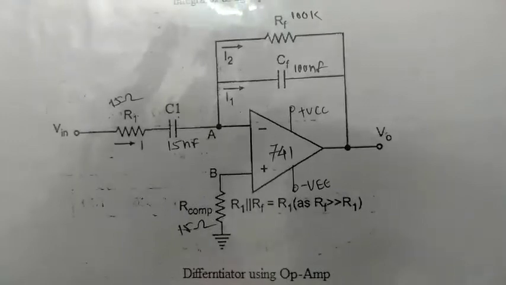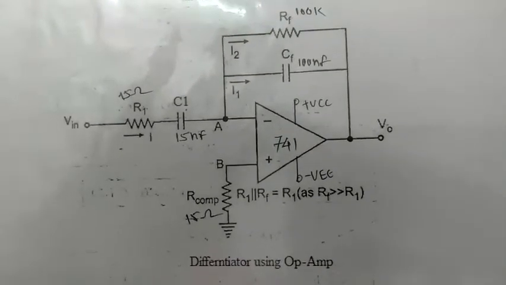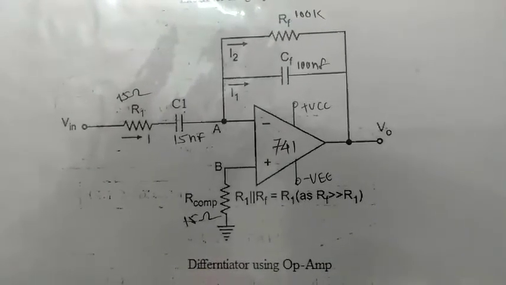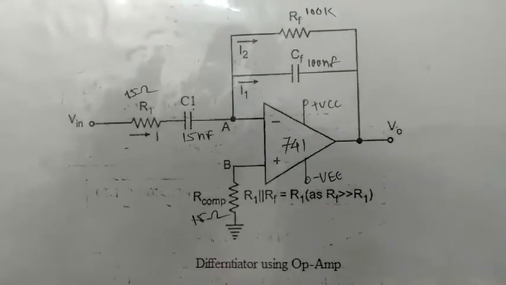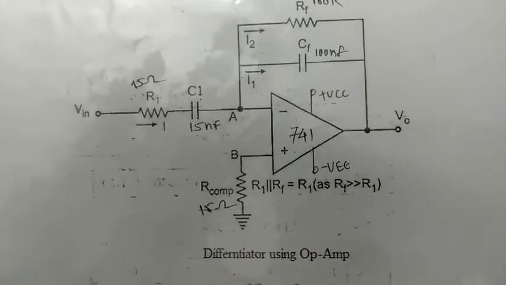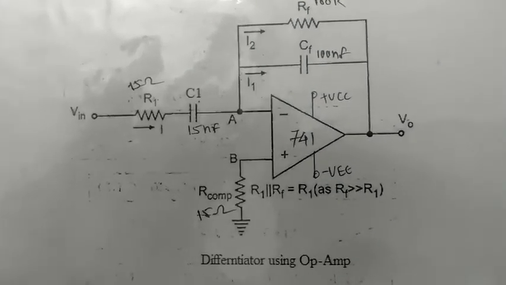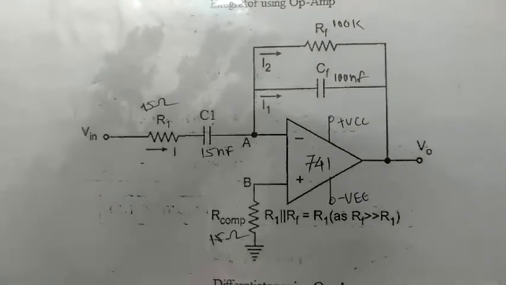output end. So in the practical differentiator, we are connecting an extra component, that is CF, in parallel with the RF, and R1 in series with the C1, that is nothing but the input. That is connected to the input side at the inverting terminal. So this is the complete circuit diagram of the differentiator.